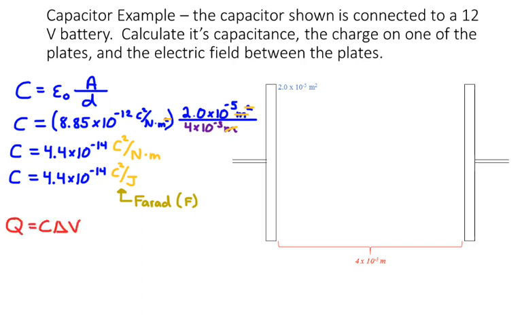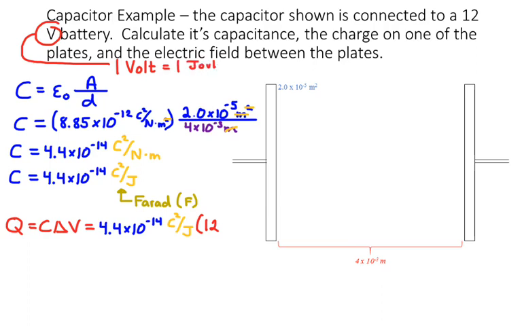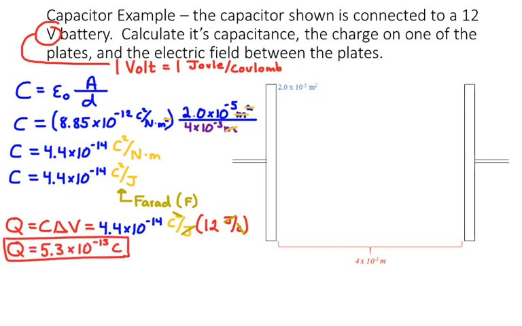To figure out the charge on one of the plates, simply take that value and multiply it by the 12 volts. Remember that volts is a joule per coulomb. And so just substitute in joules per coulomb instead of volts, and you'll see how the joules cancel out. One of the coulombs cancels out, giving us a charge of 5.3 times 10 to the negative 13, and then the unit is coulomb, just as we would expect for the charge.